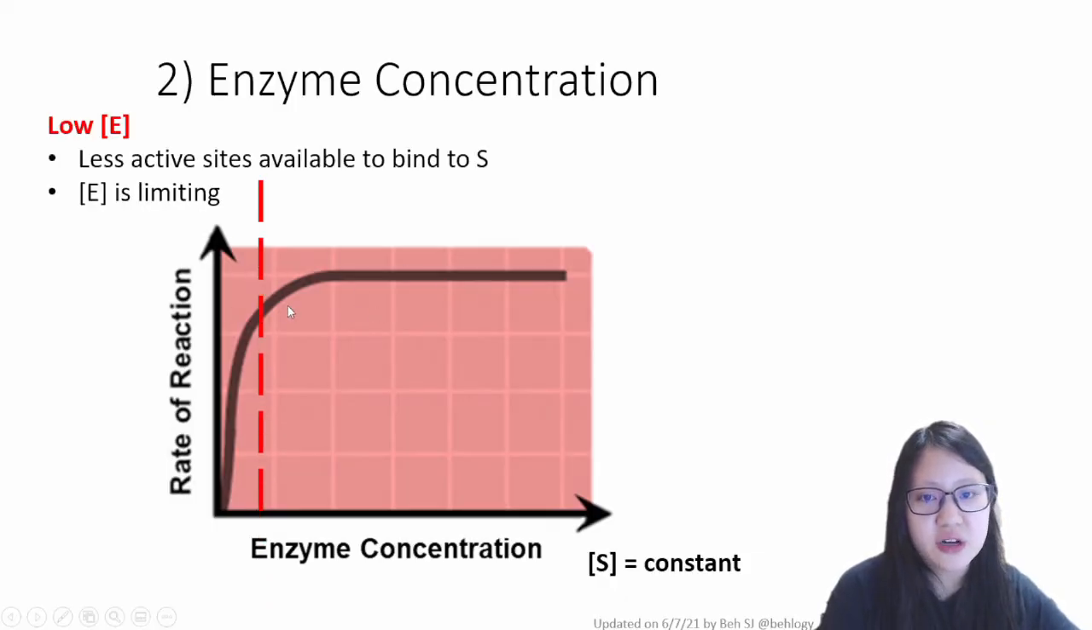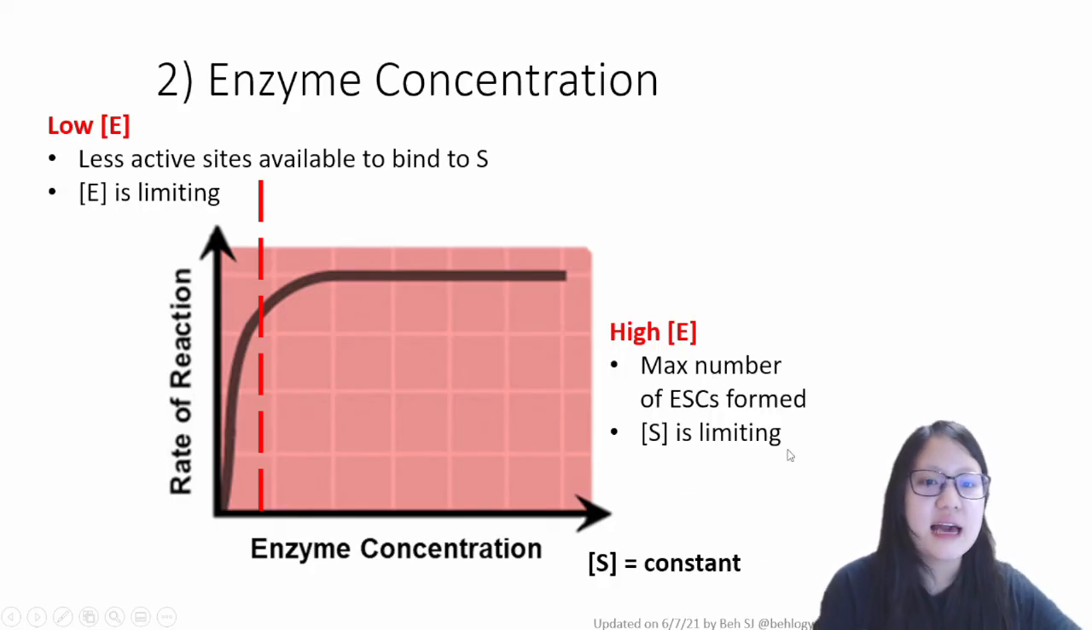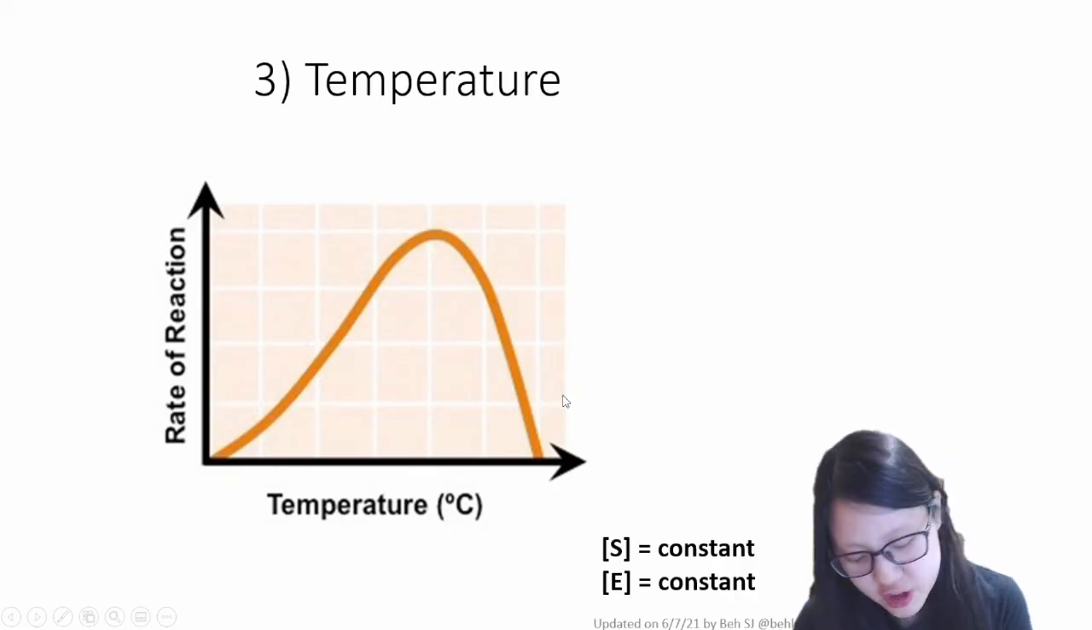So what did we just talk about? At low enzyme concentration, fewer active sites are available. As you increase it, there are more active sites, and therefore the rate of reaction increases. Enzyme concentration is the limiting factor. However, if you continue to increase the enzyme concentration, there would be a point where the rate levels off. Why? Because the substrate concentration is the one that's limiting. The max number of enzyme substrate complexes have formed. So yes, that's enzyme concentration. It's very easy. Next, temperature.